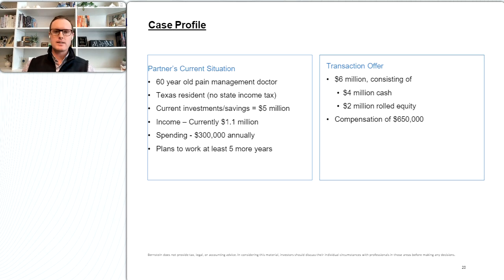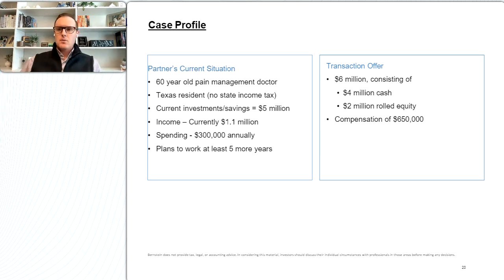I will walk through 2 case studies today to hopefully give you an idea of physicians that we've worked with that were approaching the decision around, should I continue with executing on a deal, or should I continue to operate my practice as is? And for this particular case, it was a 60-year-old pain management doctor, Texas resident, so we did not have to account for state income taxes, but had existing assets of $5 million before any deal. So essentially he knows that he may have enough, has a really healthy income, and has spending levels of roughly $300,000.